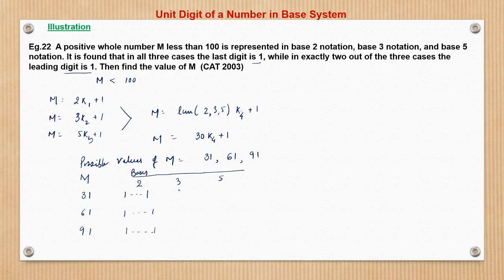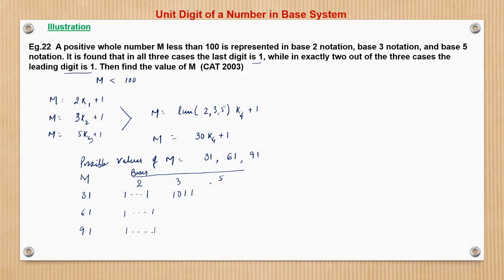Convert 31 to base 3. How do we convert? Start successively dividing the number by 3. So 3 10s are 30, then 3 3s are 9, leaving 1 3. This is the one. So here also this satisfies last digit 1, first digit 1.